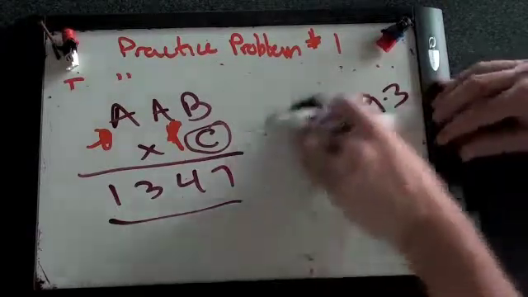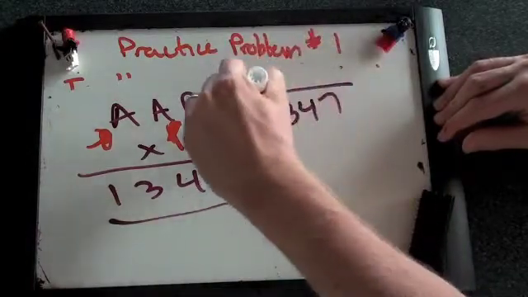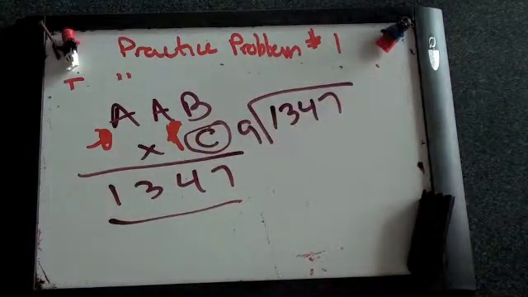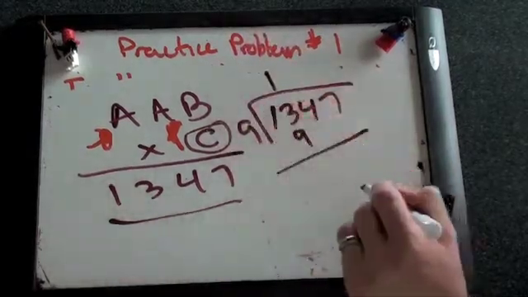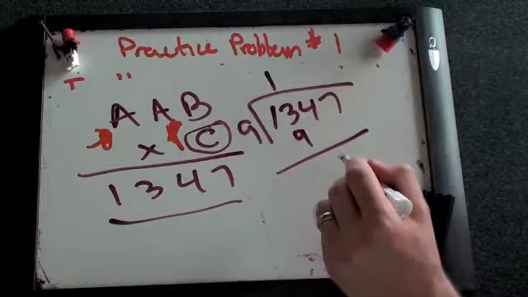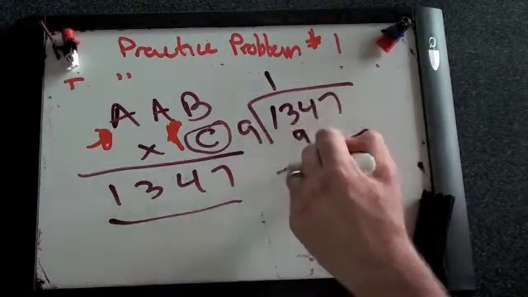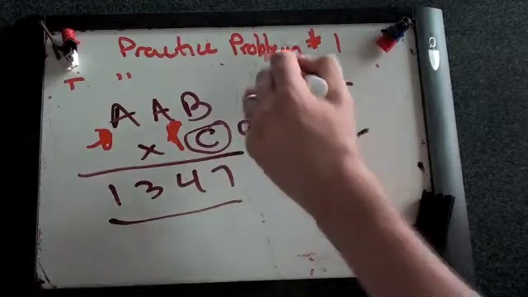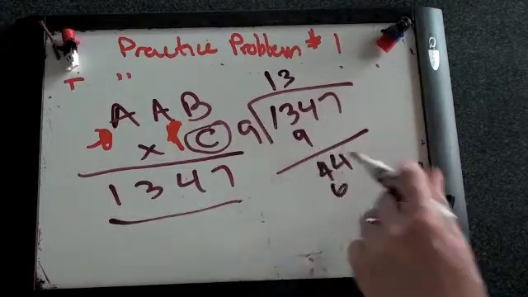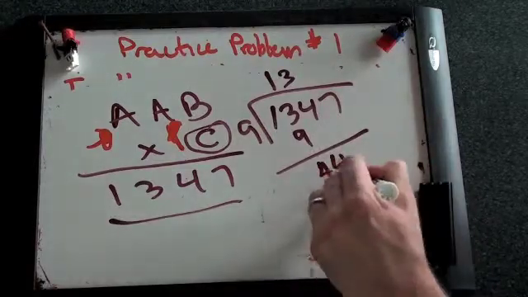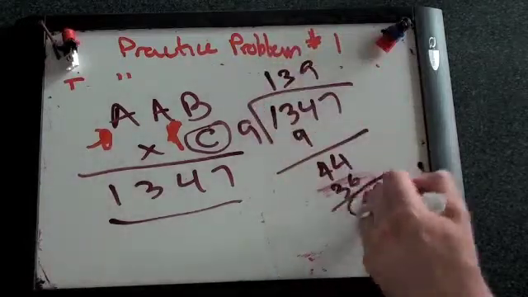Okay, let me write it up here so there's a little more room. 1, 3, 4, 7 divided by 9. I'll do this one real quick, okay? So it's 1, and then there's a 9. 13 minus 9 is 4. So now we bring down that 4. 9 goes into 44 4 times. So it's 36. And then 87, and then there's a remainder of 8, right?